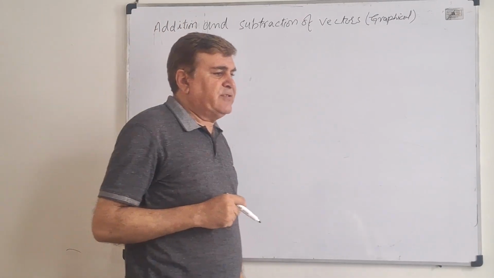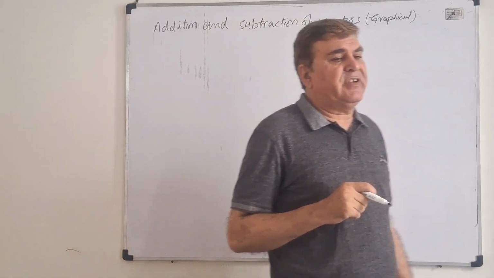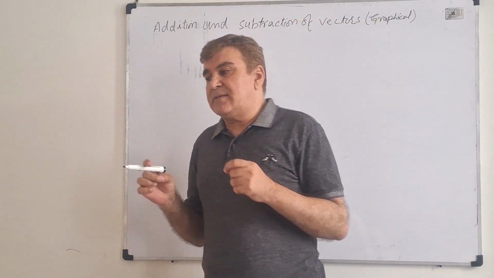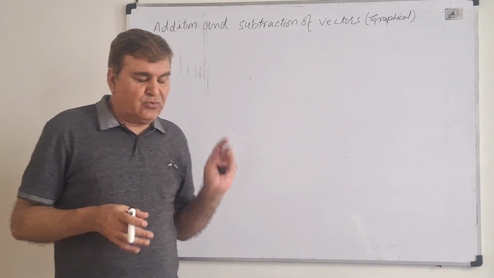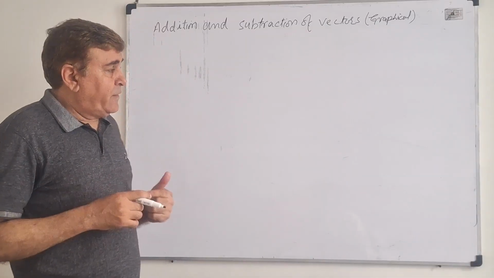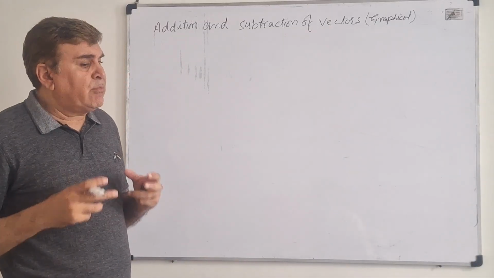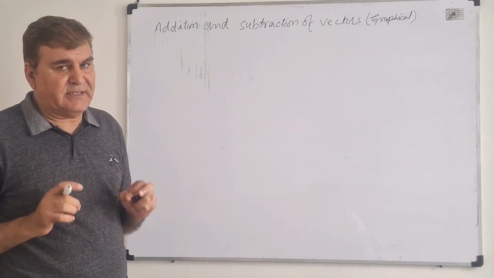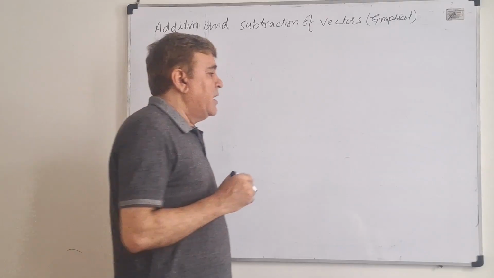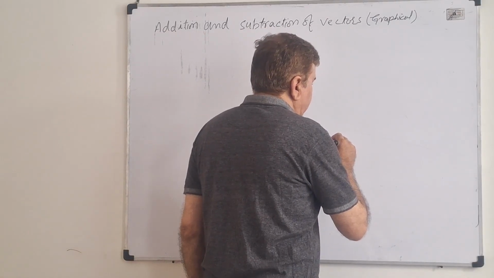We learned from our previous video that vectors can be represented graphically by their representative lines. The length of the line is drawn according to a chosen scale. So if we want to add several vectors graphically with each other, first we need to draw their representative line. That's the first step.